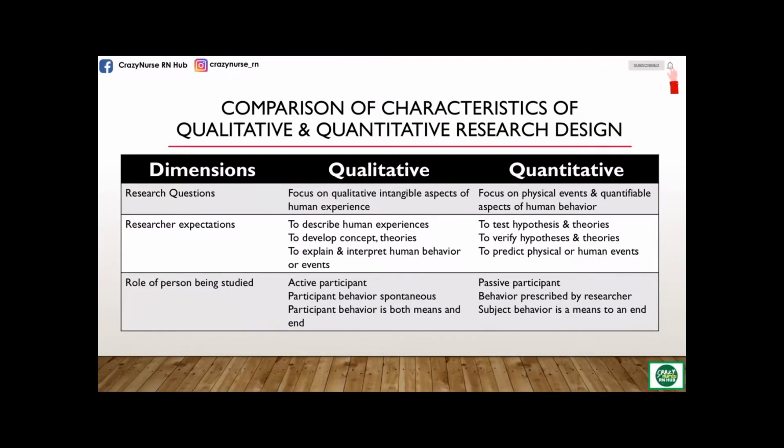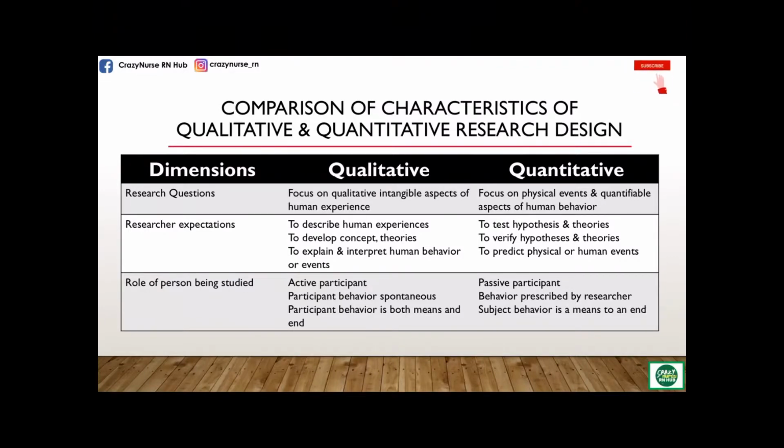As to researcher expectations, in qualitative, it is to describe human experiences and develop concepts and theories, and also explain and interpret human behavior or events. For quantitative, it is to test hypotheses and theories, also to verify hypotheses and theories, and to predict physical or human events.